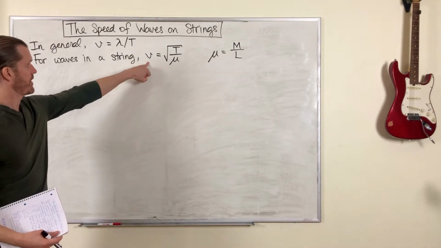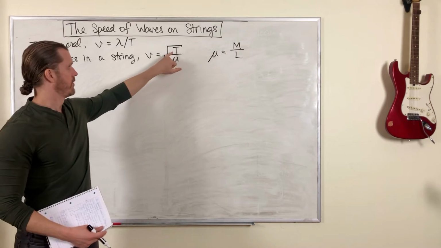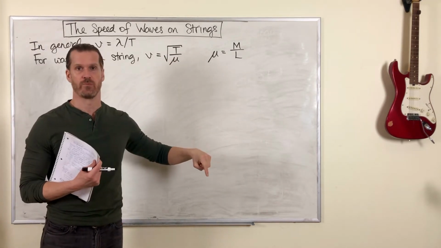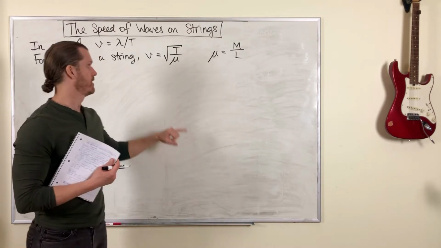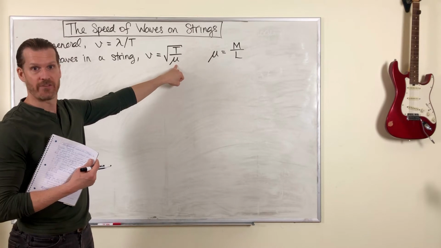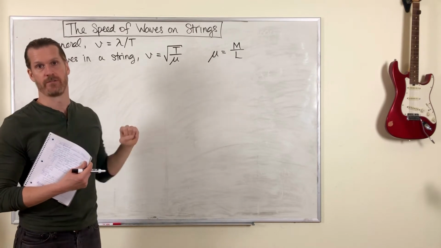So what this equation is saying is that the more tension there is on the string, the faster a wave will move through it. And it's also saying that the more mass the string has, the slower the wave will move.